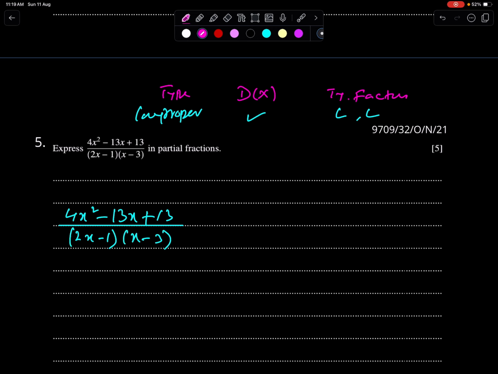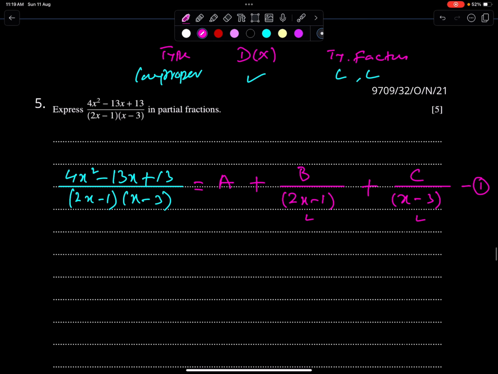Since this fraction is improper, this will start with a constant. Now make two fractions for two linear factors: 2x minus 1, x minus 3. Since both factors are linear, write constants in their numerators and call it equation 1. Now get the values of x for these two constants: x is half, x is 3, and we find the value of this constant by the comparing coefficient method.